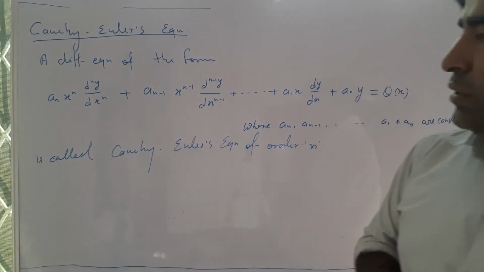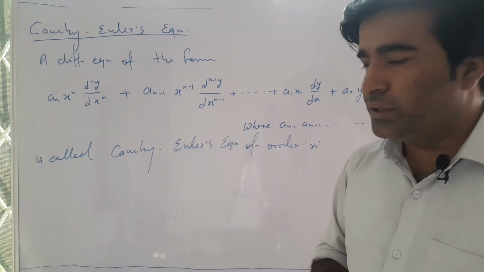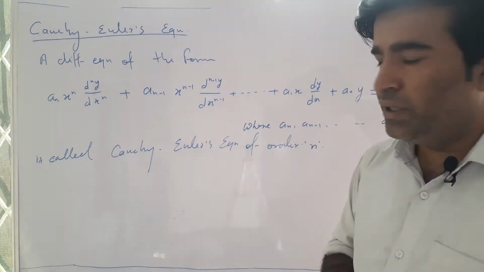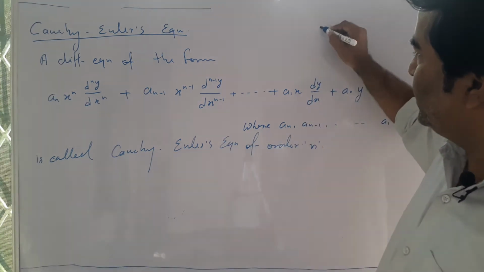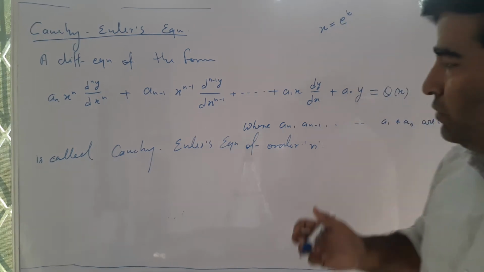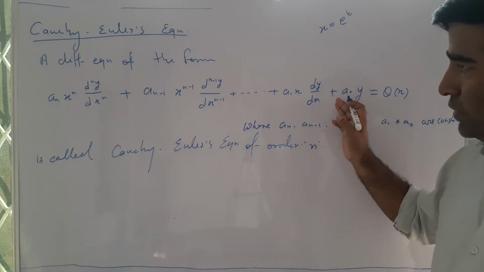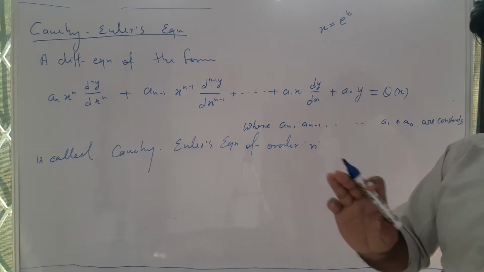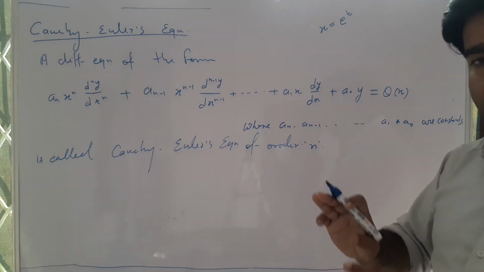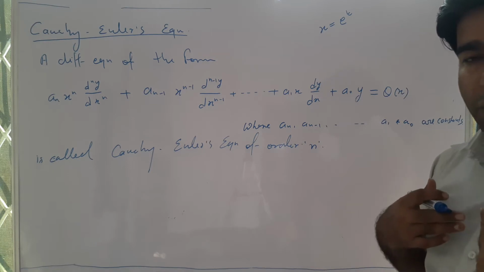And now we solve the Cauchy-Euler equations. Actually we take a substitution in this equation. We take x is equal to e to the power t, and with the help of this substitution we convert the Cauchy-Euler equation into a homogeneous or non-homogeneous linear differential equation with constant coefficient.